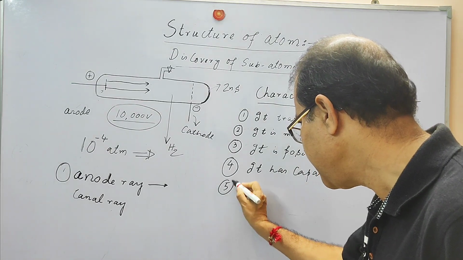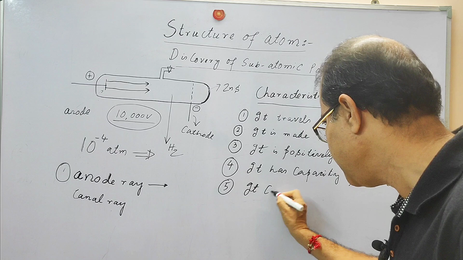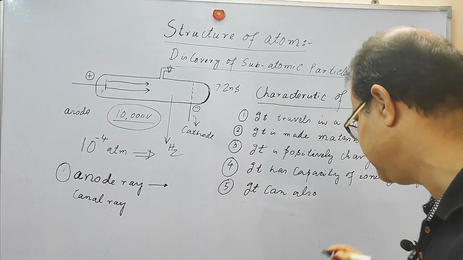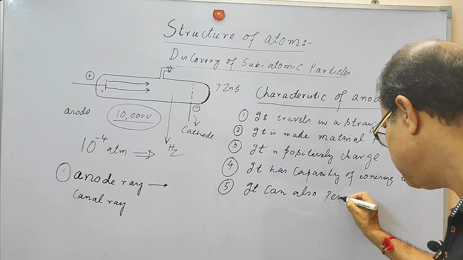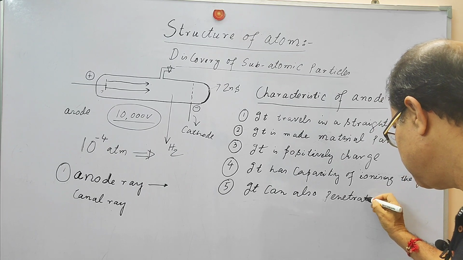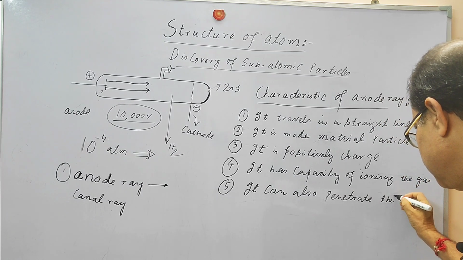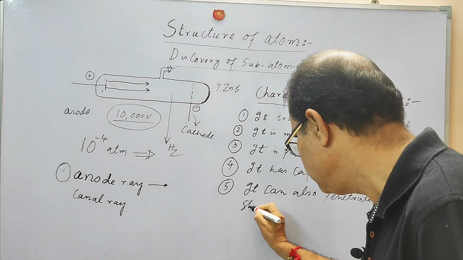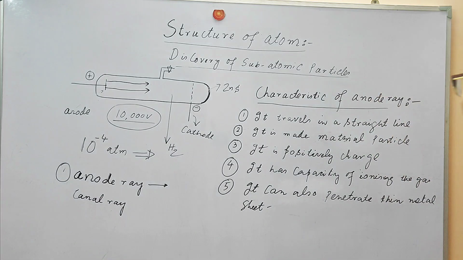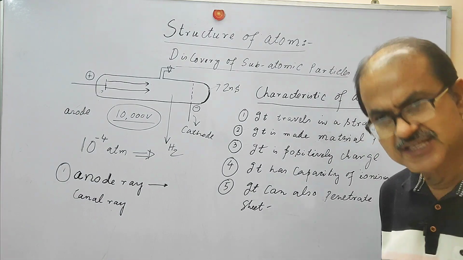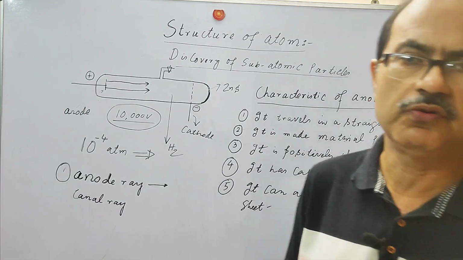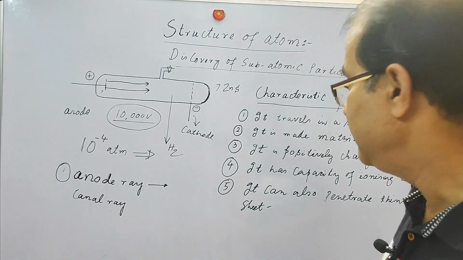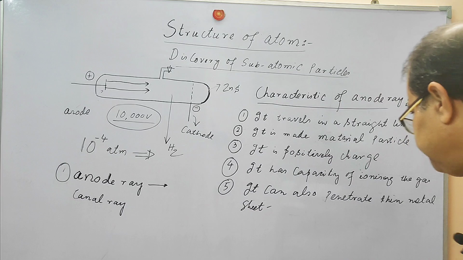It can also penetrate a very thin metal sheet. So this is a very important thing, but its penetration capability is less than the cathode ray, while its ionization property is more than the cathode ray.